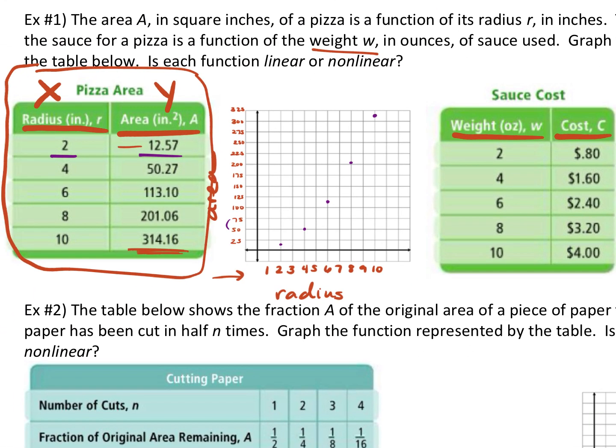Okay, so the question is, is that linear? No, you cannot put a straight line through that. In fact, if you were to draw the curve, oops, that's terrible. So this would be considered non-linear because it is not a straight line, okay?